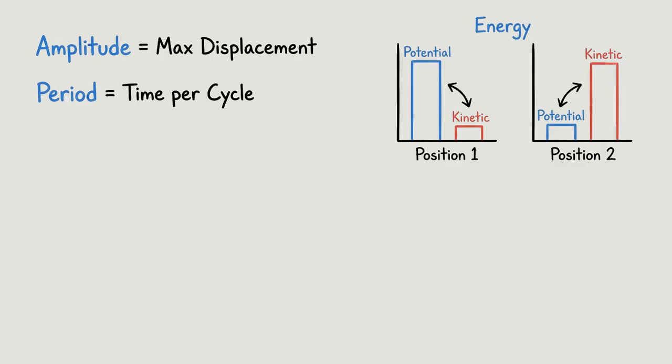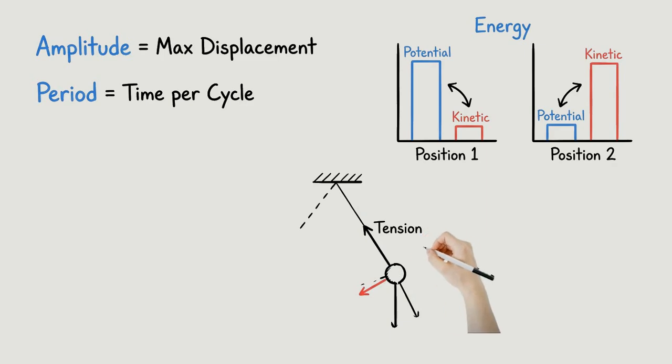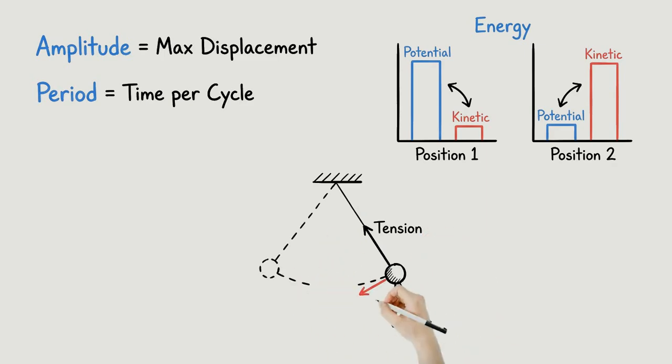A second classic example is a pendulum. For small swings, the component of gravity pulling the pendulum back toward the bottom is proportional to how far it's displaced. That makes the motion approximately simple harmonic. At large angles, this breaks down, which is why only small swings count as SHM.